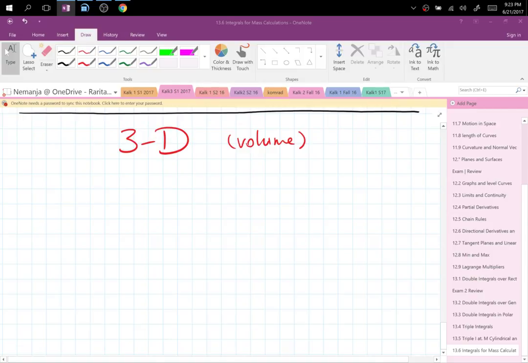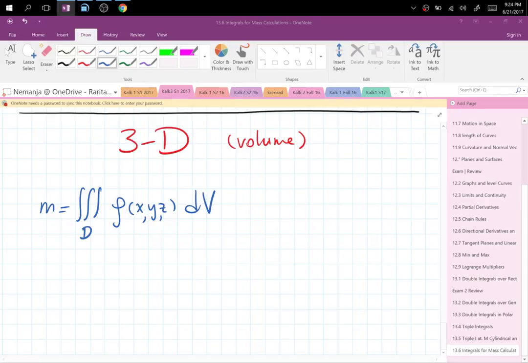So now we are going to have 4 integrals, right? Because we have 3 for all the moments, and then the mass one. You always have the mass integral. The mass integral will be the triple integral over region D of your density function, which is xyz now, dv. The density function is given here as xyz, but you can have spherical coordinates, you can have cylindrical coordinates. It's okay.